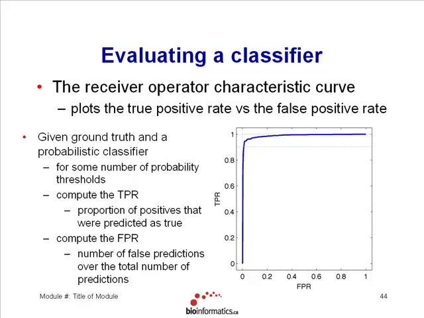which is the proportion of positives in the ground truth set that were predicted as such. And you can compute the false positive rate, which is just the number of false predictions taken over the total number of predictions. And so you do this for some number of probability thresholds, and you can plot a curve that looks like this. And basically, the closer this curve is to the top left corner, the more accurate your classifier. Okay. So if you get something along the diagonal here, that's essentially as good as random. So that's not good.